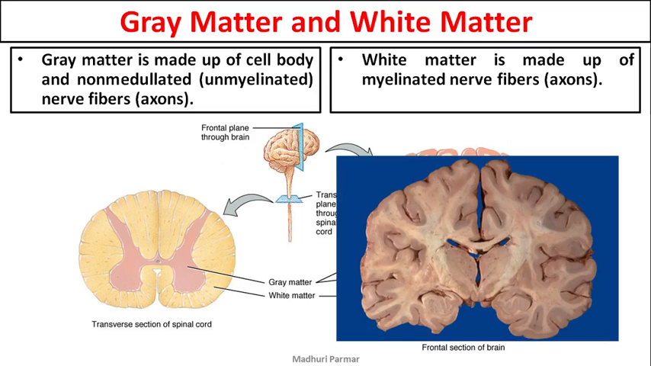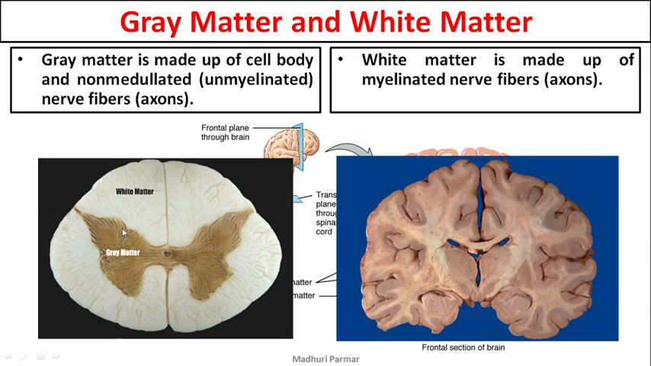Clear? This is the original brain slice, and here you can see this gray matter. It is very easily seen here. Clear? And the middle portions are your white matter. Same case with your spinal cord. You can easily see the white matter and the H or butterfly shaped gray matter.